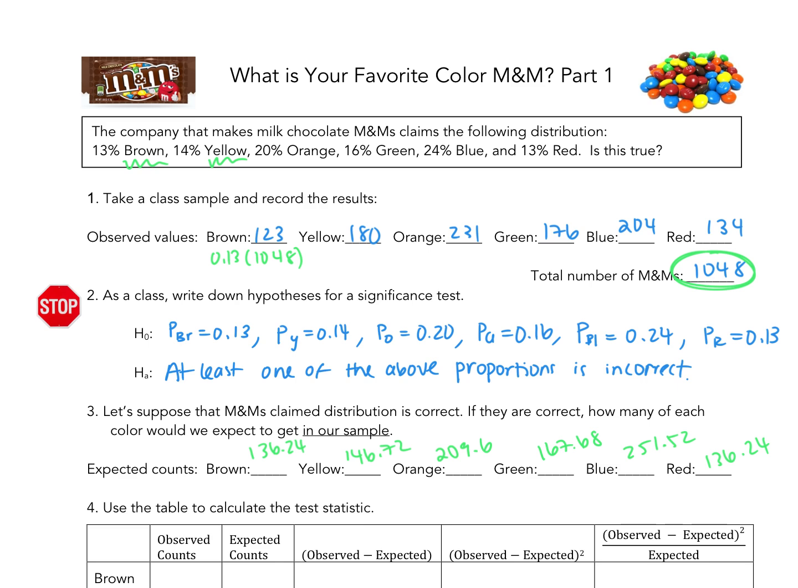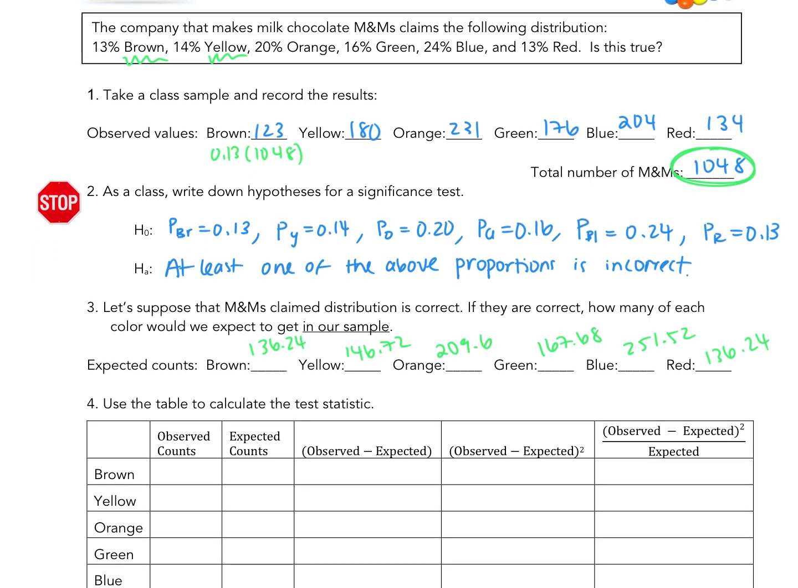Okay, so this is important, so I would write this down. All of those expected counts, what you did is you took the sample size of n and you multiplied by p. So this blue, for example, we did our 1,048 and we multiplied by our 0.24. And that 0.24 came from the null.